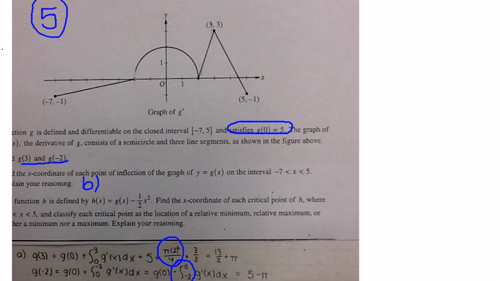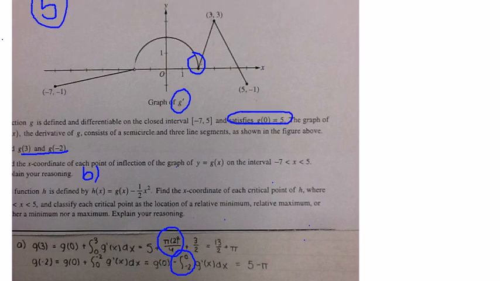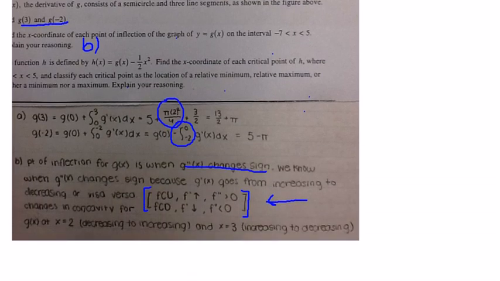Okay, I found at 2 G prime. So keep in mind, it's tricky. You're looking for where G prime changes from increasing to decreasing, or vice versa, which is then the inflection point of regular G. That happens at x equals 2, because it goes from decreasing to increasing. And where's the other one? x equals 3, where it goes from increasing to decreasing. So those are your 2 points of inflection.